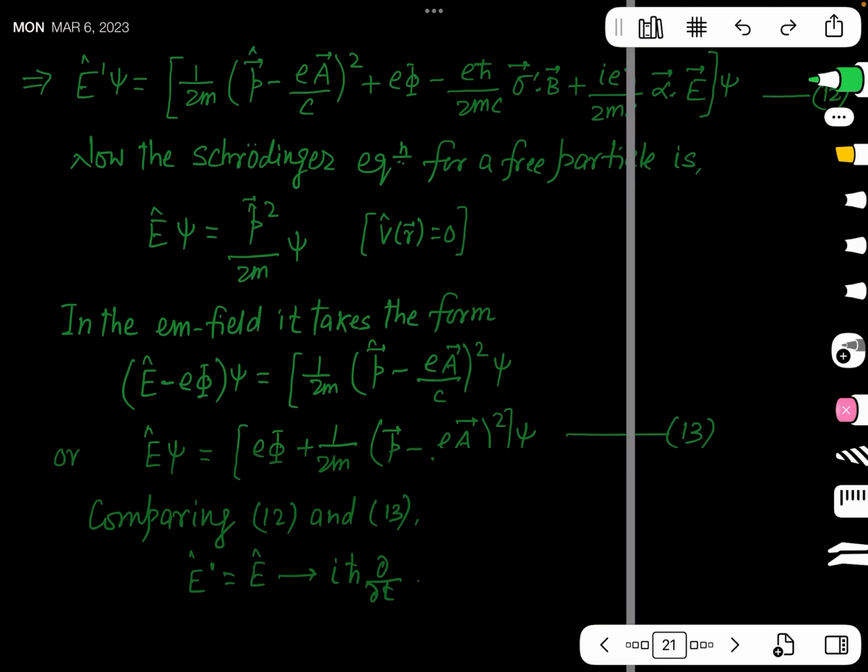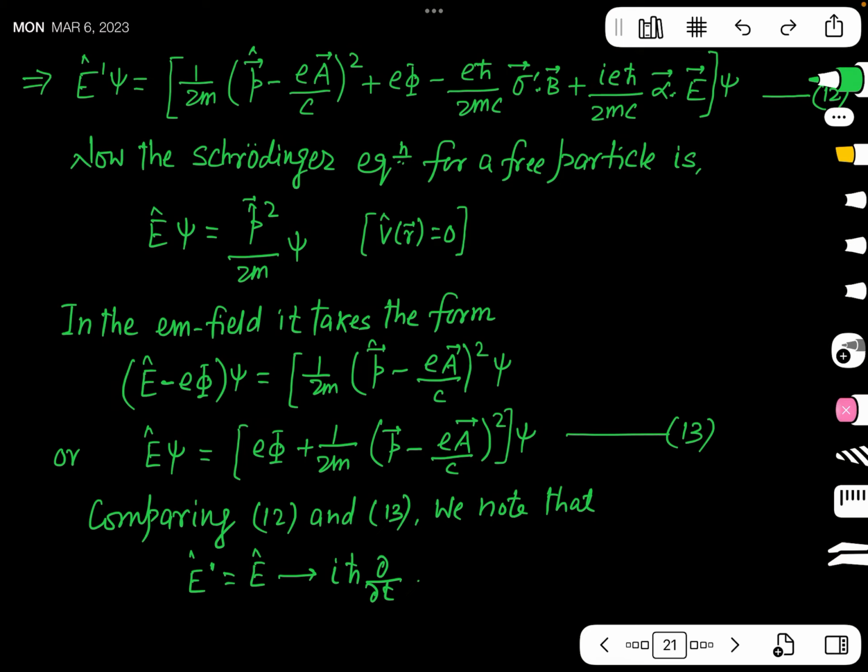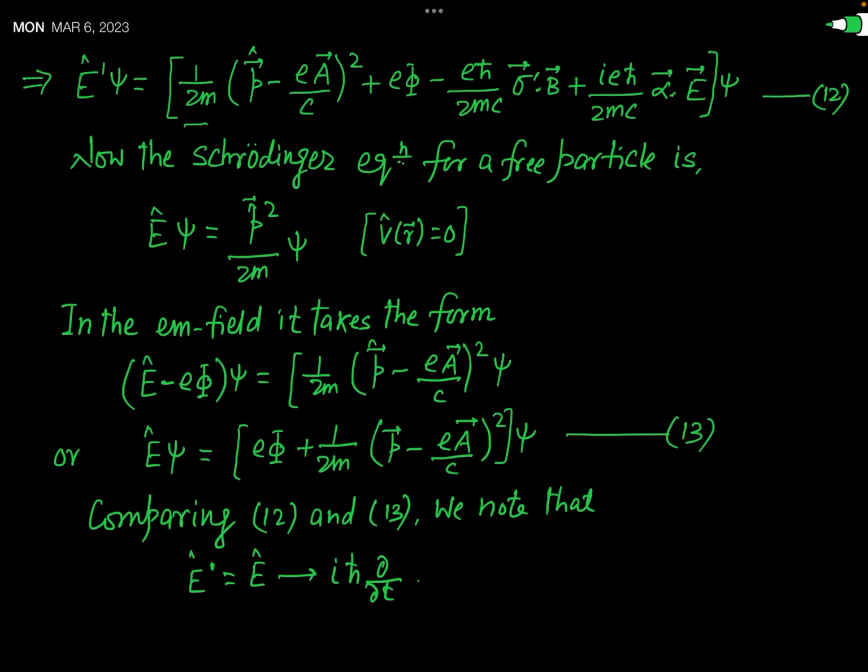So what will be our result after simplification? You can see this will be actually equal to E dash psi equal to 1 over 2m (p minus Ea by c) whole square plus E phi minus E h bar by 2mc sigma dash dot B plus iE h bar over 2mc times alpha dot E, and that is operated on psi.